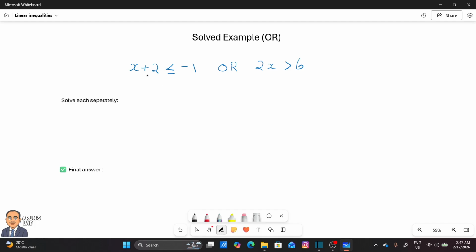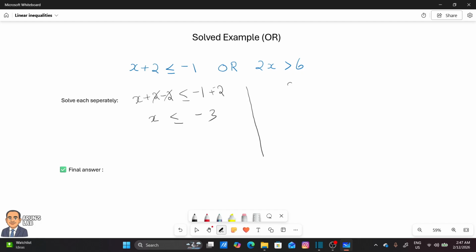So the first one is x plus 2 less than or equal to minus 1. What do we need to do first? We need to remove the 2 from here. So x plus 2 minus 2 less than or equal to minus 1 minus 2. Okay, let's finish this side. The minus 2 cancels, so x remains, less than or equal to minus 1 minus 2, which means minus 3. So x is less than or equal to minus 3 on this side.